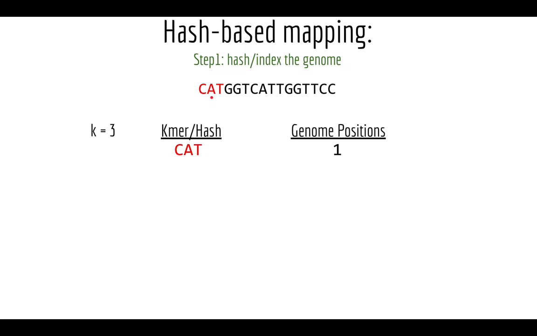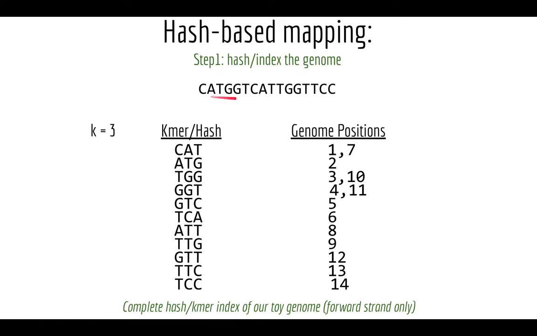So CAT exists at starting position 1. We slide over one nucleotide. ATG exists at position 2. TGG exists at position 3. I'm going to belabor this a little bit. GGT position 4, GTC 5, TCA 6. We've hit CAT again. We don't add a new entry in the index, because we've already seen CAT. So now we just say CAT exists at 1 and 7, position 7. We don't need to store the end of it because we know the length of k. So we know that it goes from 7 to 10, or 7 to 9 inclusive, because k equals 3.